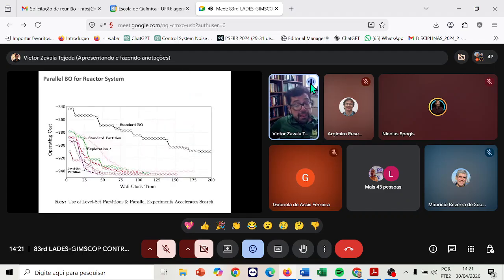All right, and this is how the solution of these different approaches looks. So if you just use a standard BO, you see that you have a lot of simulations that you need to do, right? If you partition the space using these level sets that I was showing you, you converge very, very quickly, right? So you can actually explore these multiple regions simultaneously, and you get to the optimum much, much faster using these parallel optimization approaches.